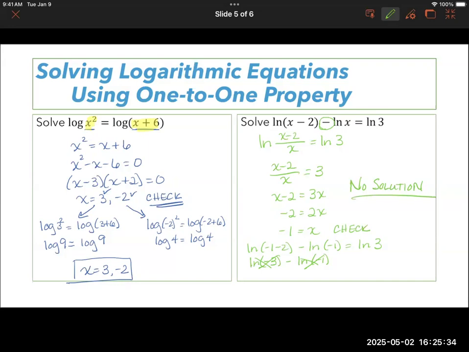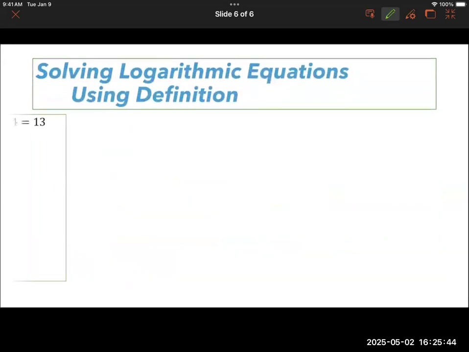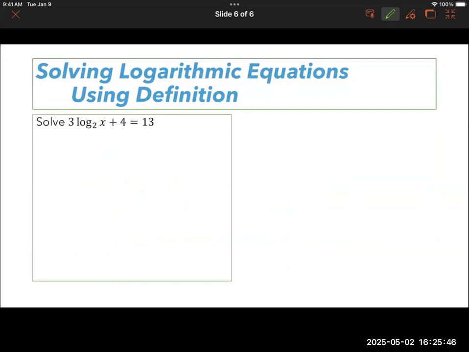Okay, so with logarithmic equations, the one-to-one property is usually a single log equal to a single log. But what happens when that's not the case? You only end up with one log on one side, and you need to be able to solve that type of equation. Well, again, your first step is going to be to isolate that logarithmic expression. So this log base 2 of x is what we want to get isolated.